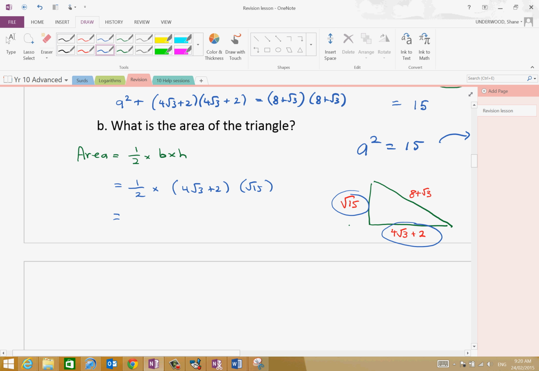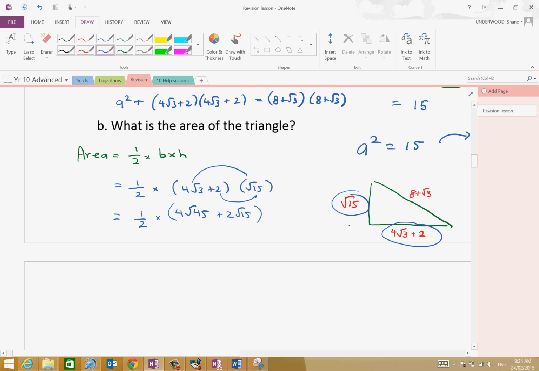Now we can do this in one line if you like, because 4 root 3 times root 15 is 4 root 45, and 2 times root 15 is 2 root 15. And then that's all times a half. So if you like, you could have it over 2. I'm just going to leave the half out for the time being. Okay, it's a half times that.